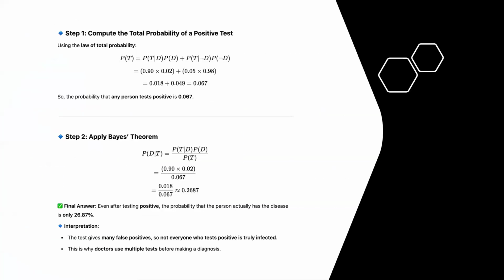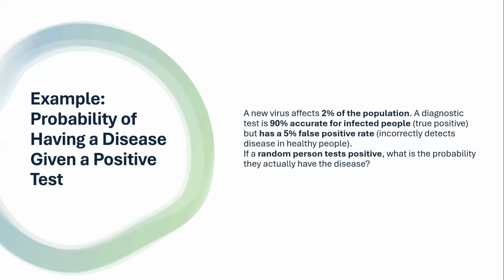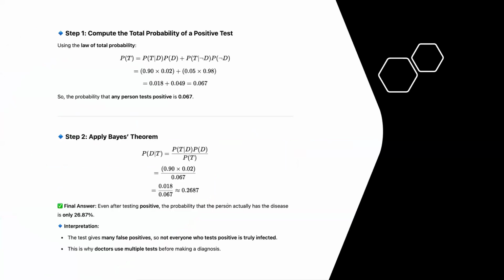the 5%. So P(T | not D) is 0.05, and P(not D), right? In this case, they have not given it directly. They have just mentioned 2% of the population. So what is the rest of the population? 0.98, right? If you just do 1 minus 0.02, you can calculate P(not D). You guys with me? So we'll get the total probability P(T) by putting all those values here. That will be 0.067. So the probability that any person tests positive is 0.067.